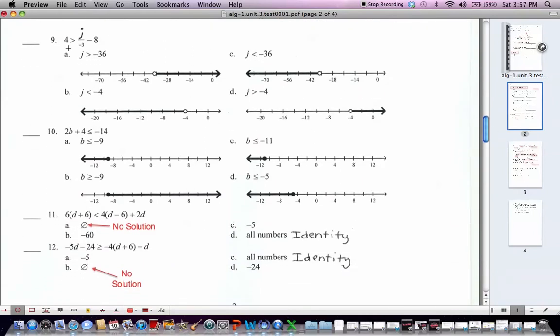Number 9, 4 is greater than J divided by -3 minus 8. Again, we're solving for J. Remember the inequality Macarena. We're solving for J, and then we're making sure that our graph is correct.